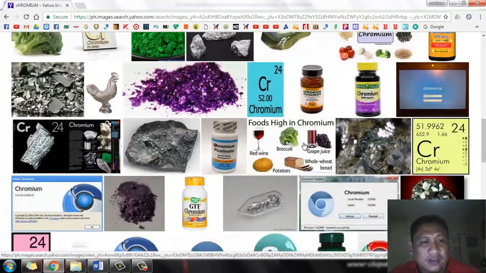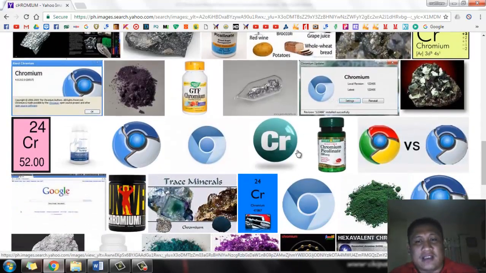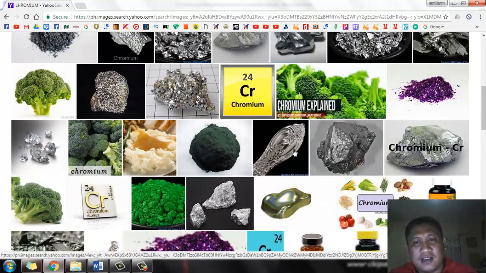You can find chromium because our body also needs minerals, iron in our blood, no? Chromium, chromium is needed by our body. Calcium. We are actually needing all of this for our bones, no?